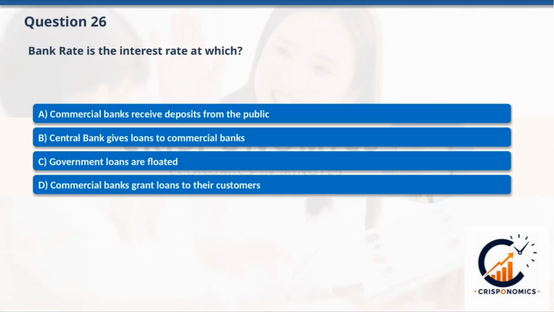Let's break down how money moves through the banking system. First, commercial banks receive deposits from the public. That's where it all begins. Then the central bank steps in, giving loans to these commercial banks when needed. Commercial banks, in turn, grant loans to their customers. Meanwhile, the government floats its own loans separately. Now, the key question, the bank rate, that's the interest rate at which the central bank lends to commercial banks. It's a crucial lever in monetary policy.